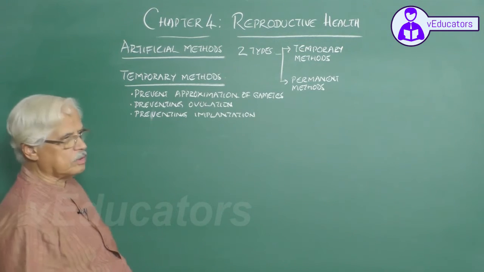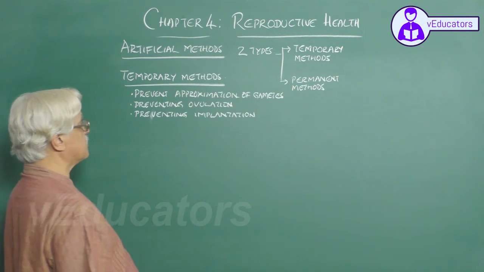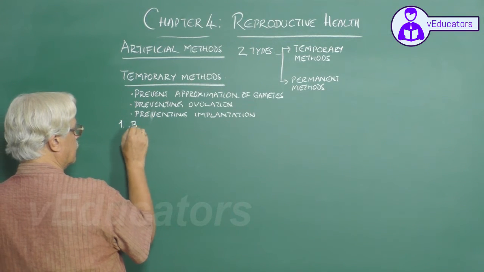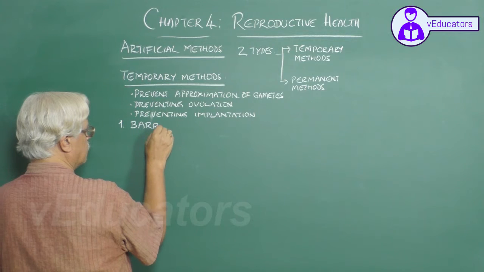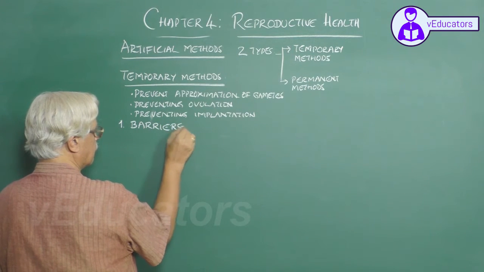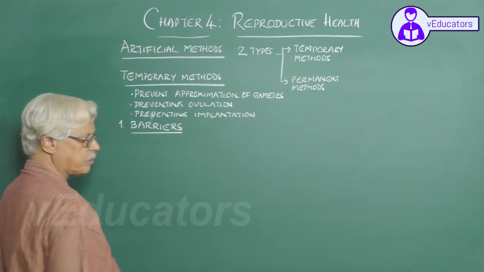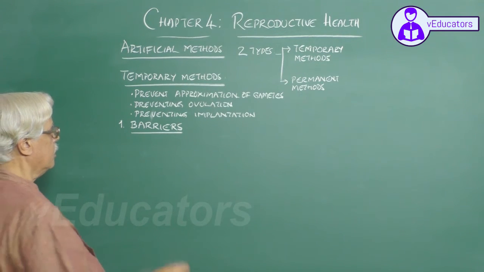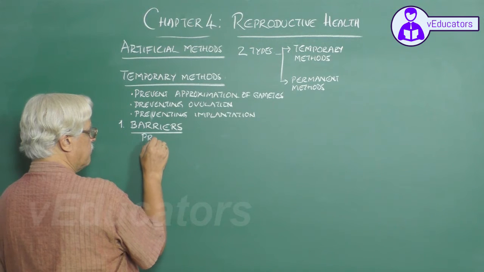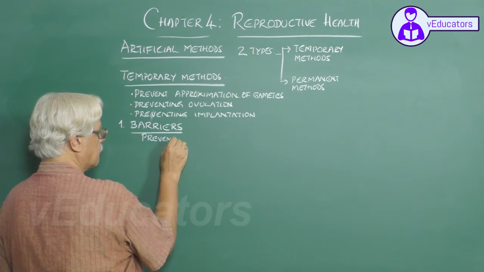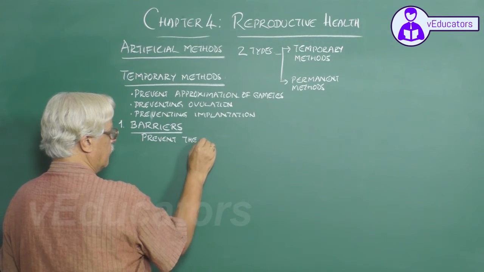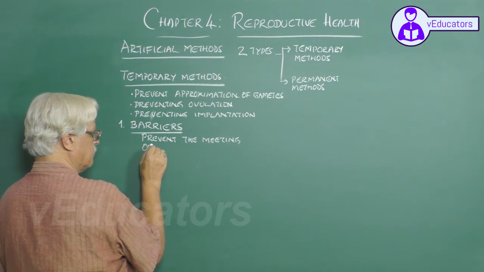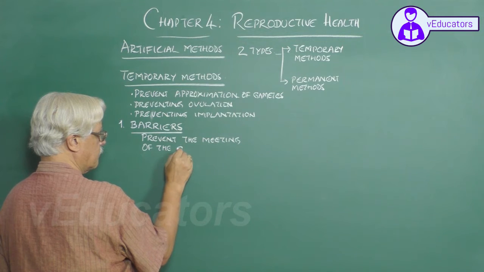These ideas can be achieved by various methods. One among them is the use of barriers. Use of barriers. Barriers prevent the meeting of the gametes, approximation of the male and female gametes.